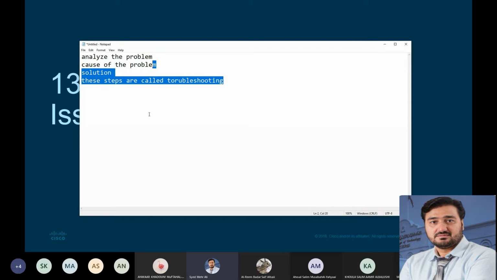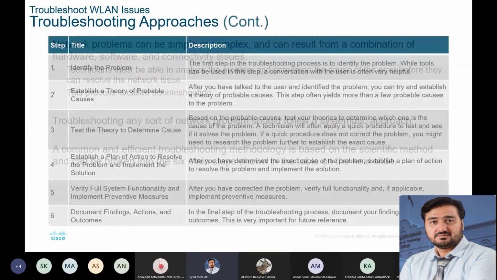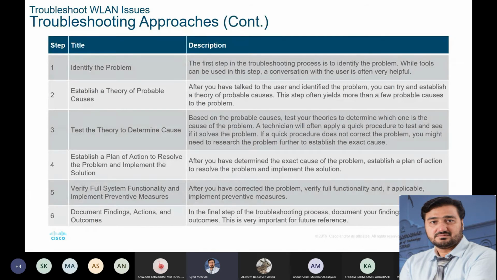So if you need to troubleshoot, you have to follow the systematic approach. There is a troubleshooting methodology based on the scientific method, which can be broken into six main steps. The first step is identify the problem.